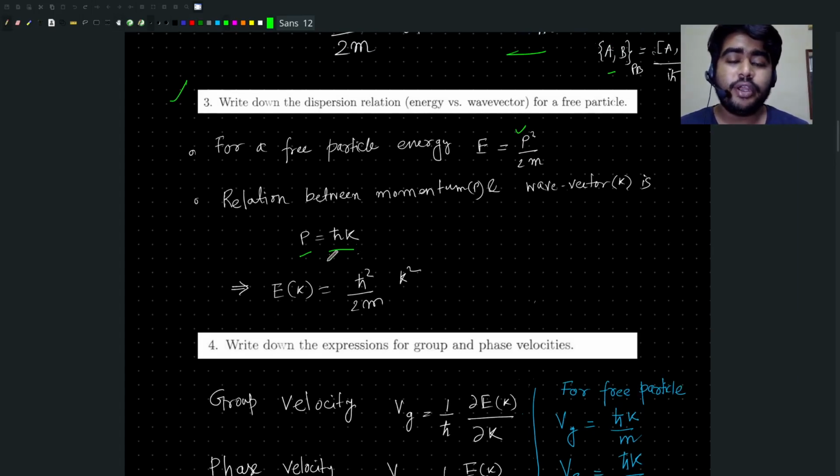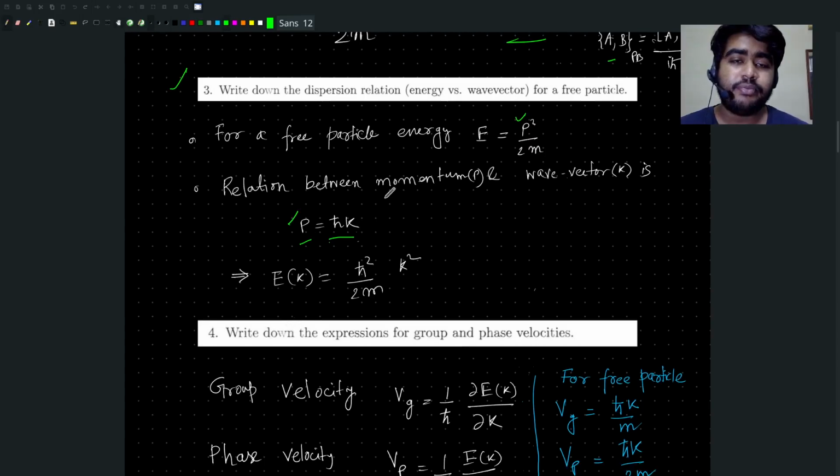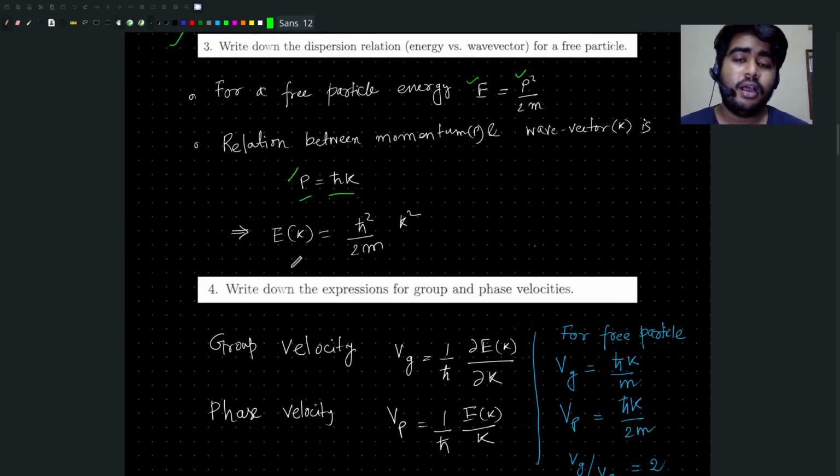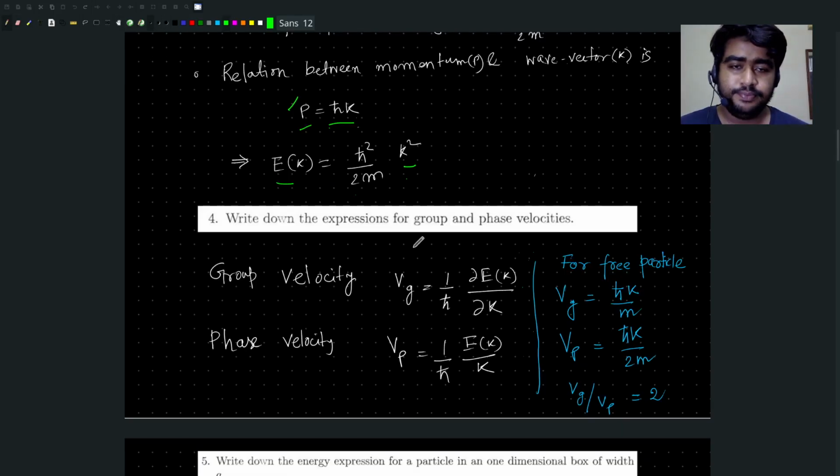So when we use this p and replace it inside this expression, that will give us h bar squared k squared by 2m for E(k). Now in this form of the expression, we have actually written the energy in terms of the wave vector. When we write an energy in terms of wave vector, that is actually called a dispersion relation.